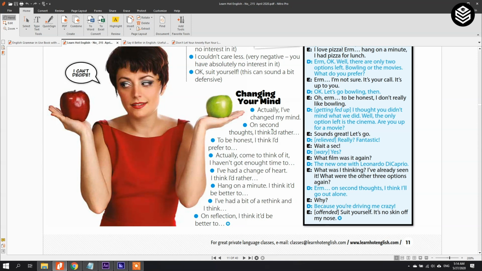Next one: "Hang on a minute. I think it would be better to..." Hang on a minute, wait a minute. Say you are in a meeting and they are about to decide something, but you have a second thought. So just say, "Hang on a minute. I think it would be better to go with this option." Then: "I've had a bit of a rethink, and I think..." It means you rethought something, and you are expressing your opinion in a different way. The last one: "On reflection, I think it would be better to go with this second option."